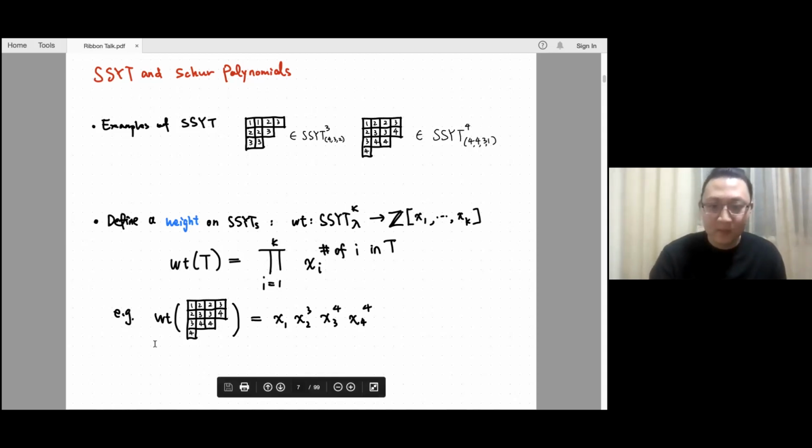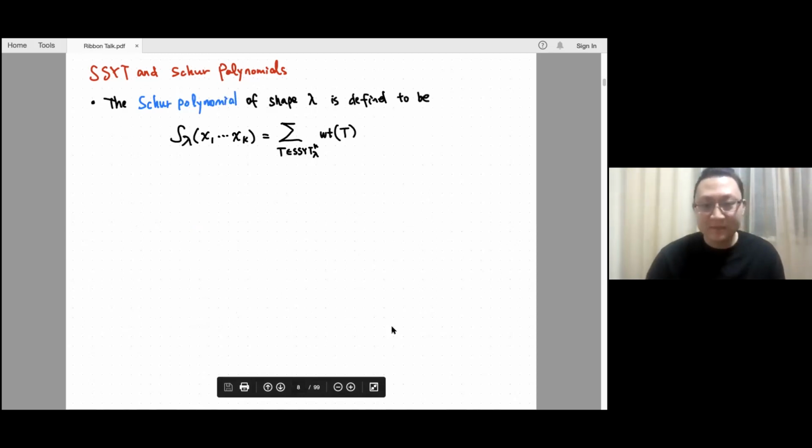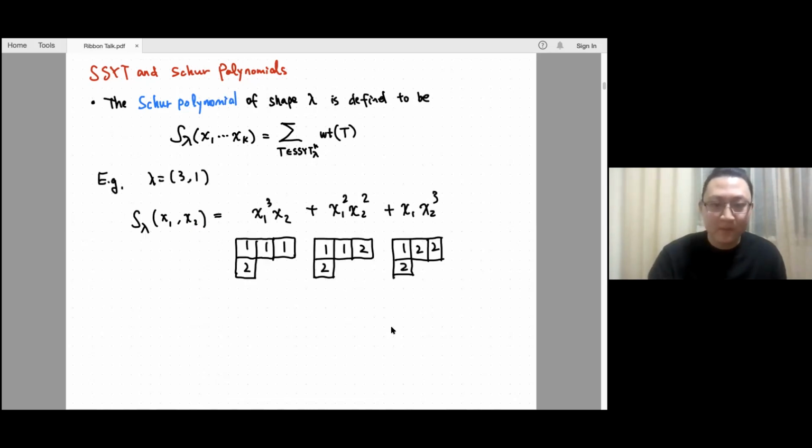Okay. And now with this weight, we can define a polynomial indexed by a partition, which is called the Schur polynomial, which is just you sum up all the weights of all semi-standard Young tableaux of this partition lambda. And here is an example. We take the partition (3, 1), and we let the maximal entry be 2. So it's going to be a polynomial in 2 variables. And there are 3 possible semi-standard Young tableaux of this shape. And the polynomial is given right here.